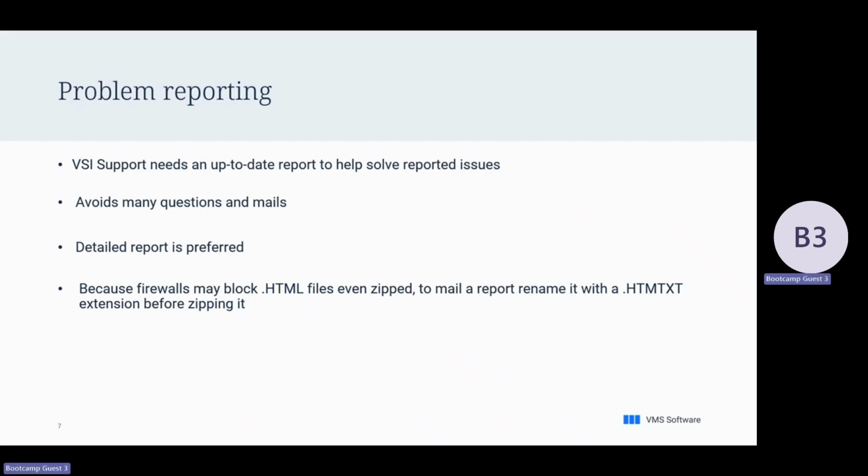And a detail which you have seen also is the firewall from VSI blocks HTML files, even if you zip them. So it is recommended to rename with another extension before zipping them, to send them by mail to VSI. Usually we recommend TXT. Why don't you get the tool to create the file HTML text in the first place?